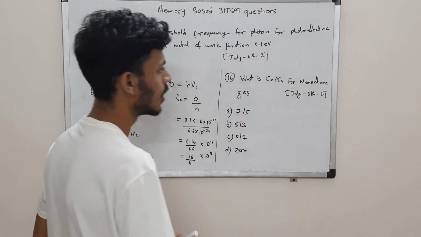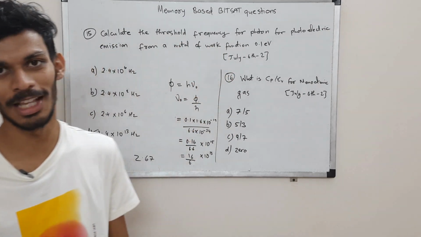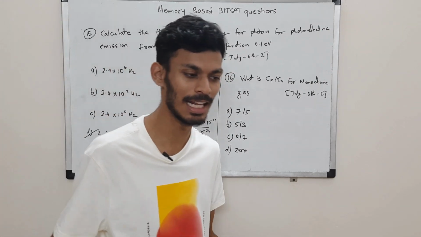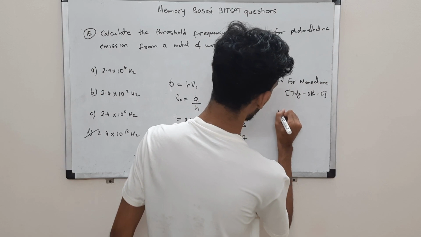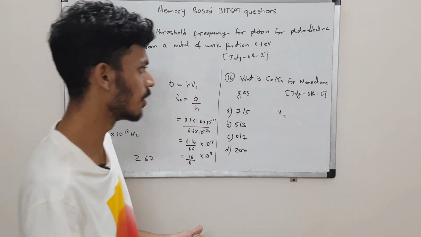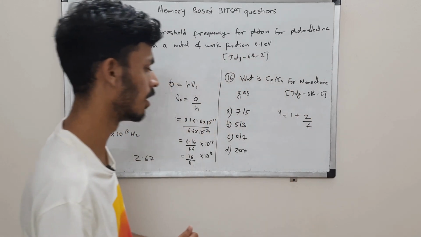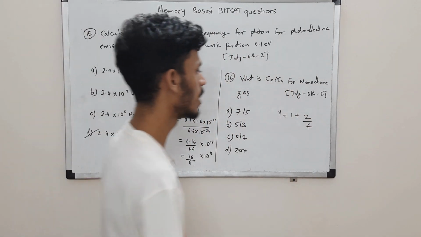This one is also simple. You are asked for gamma, or Cp by Cv, for a monoatomic gas. Very, very simple. Some of you might directly know it by heart. The formula for gamma, you can write it in terms of degrees of freedom: 1 plus 2 by f.